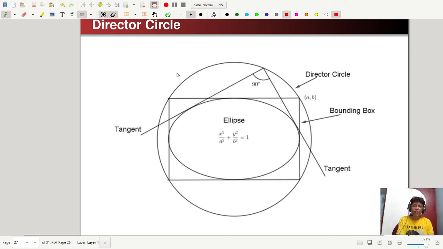You look at that, you have a director circle containing the ellipse, containing the rectangular bounding box. These are the pair of tangents. This is the external point P(x1, y1), and the locus of (x1, y1) is the circle, and that is called the director circle of the ellipse.